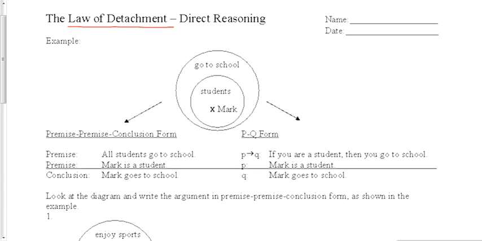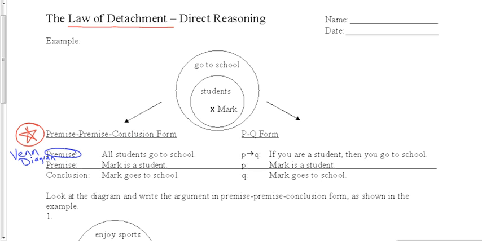So for this one, I have two different versions of the same example. The first one I'm going to look at is what's called the premise conclusion form. You don't need to know the words for that. So if I start with the first premise, it talks about the Venn diagram. Okay, so it's just about the Venn diagram.